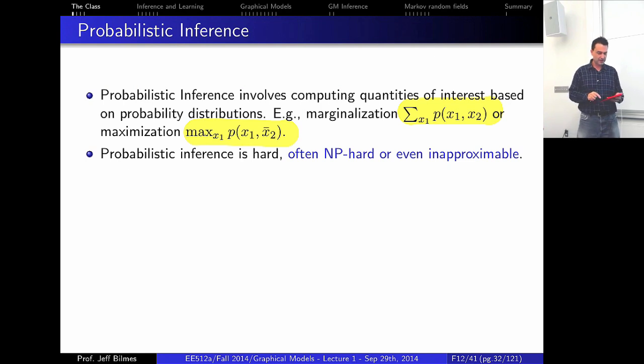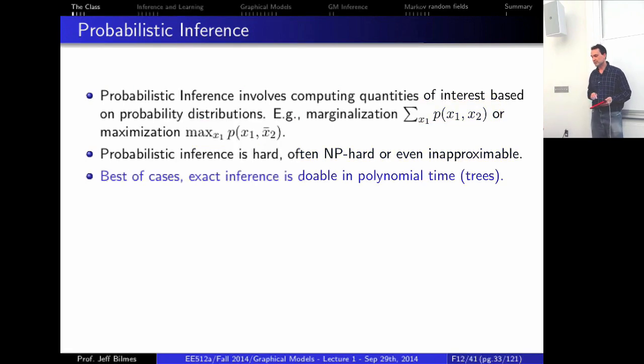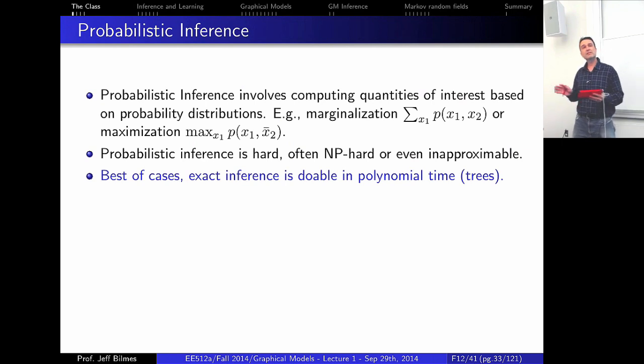And so graphical inference is basically doing these kinds of things. Now, in some cases, and when we're going to be studying exact inference, doing this kind of thing can actually be done in polynomial time.